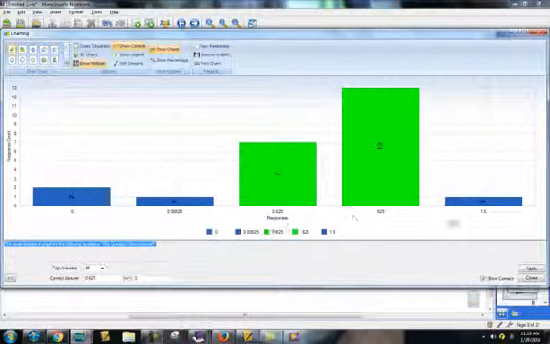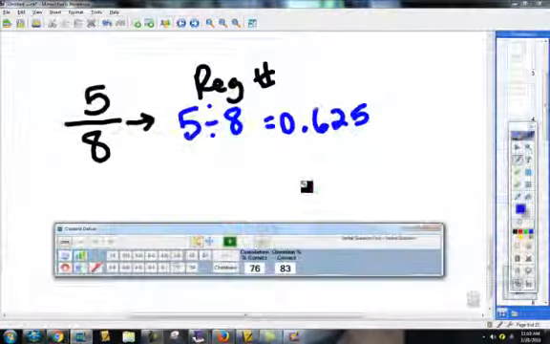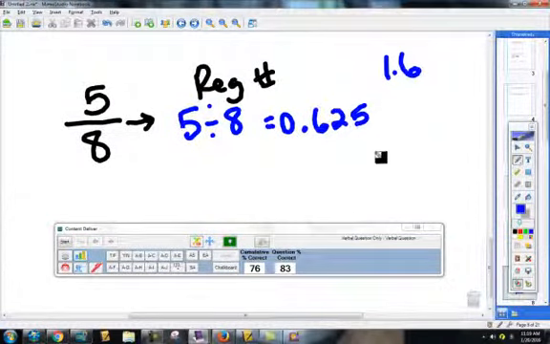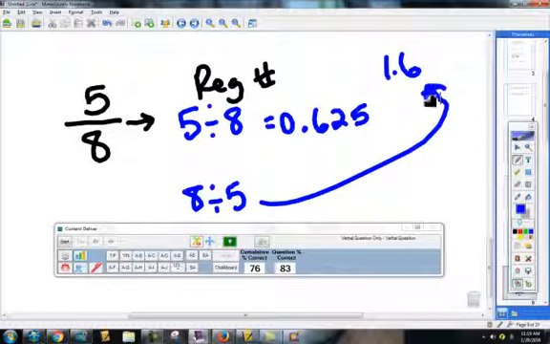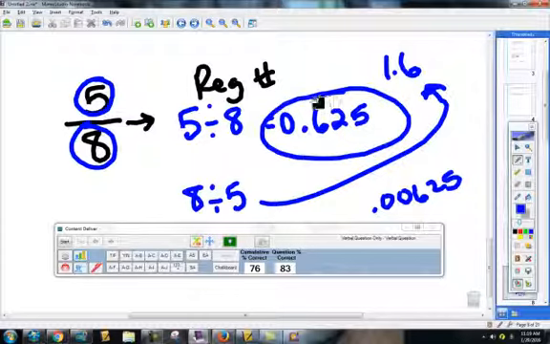This person, or actually let's go to this person, got 1.6. Now what they did, they actually did 8 divided by 5 to get that. That's not how you do it. It's always top number divided by bottom number. Everybody understand that? Okay, and then the person that had 0.00625, they got this as their answer, and then I believe they divided by 100 for some reason. The only time you're dividing by 100 is when you have a percent. That's not a percentage. All right, everybody understand that?